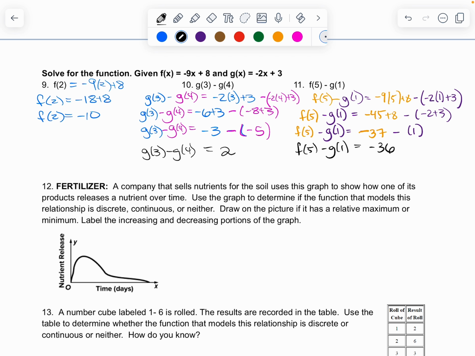The company that sells nutrients for soil uses this graph to show how one of its products releases a nutrient over time. Use the graph to determine the function that models this relationship as discrete or continuous. So it is continuous. Draw in the picture if it has a relative maximum or minimum. Right here we have it's actually an absolute maximum.